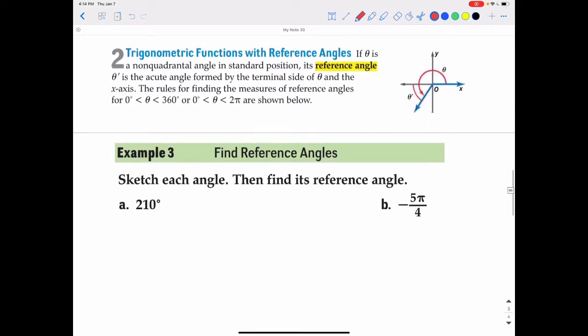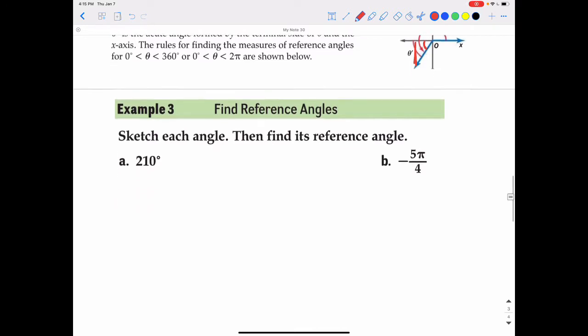A reference angle is a non-quadrantal angle in standard position. What we can do with a reference angle is, just like with a reference triangle, draw from any point on the terminal side back up or down to the x-axis, and the reference angle would be that measurement from the x-axis to the terminal side.